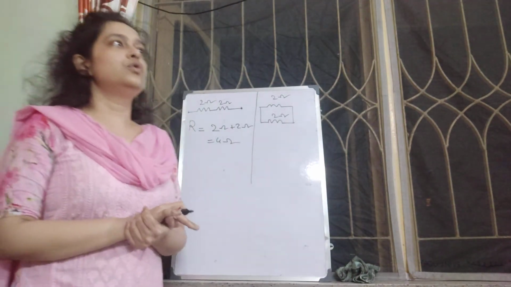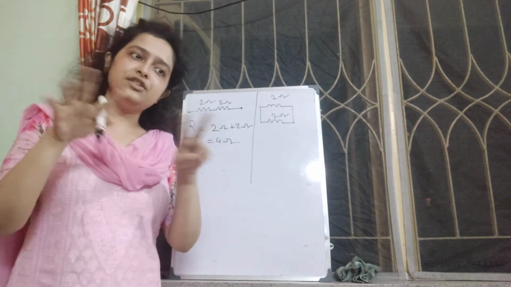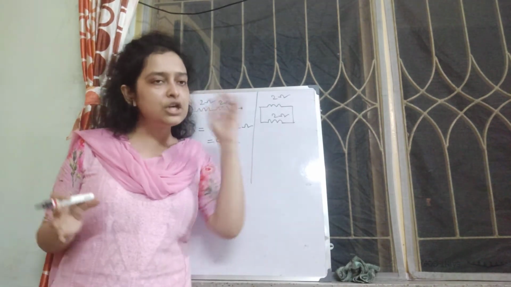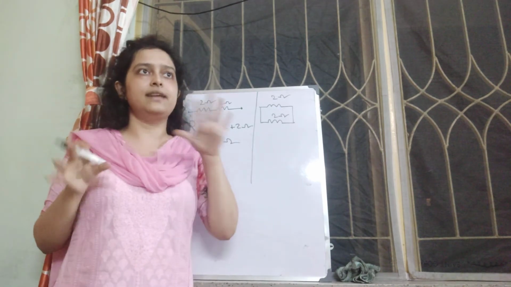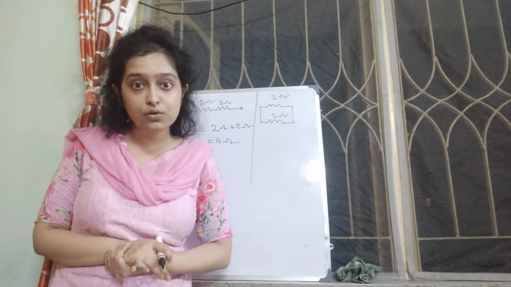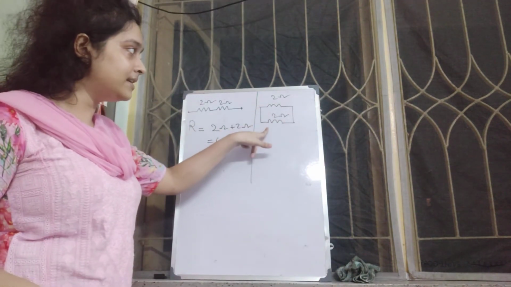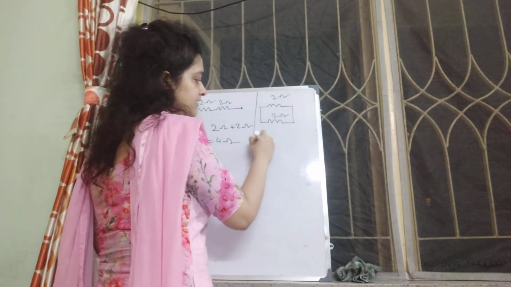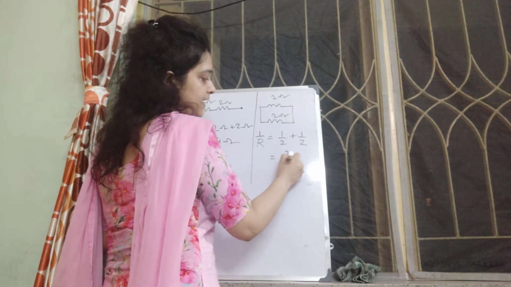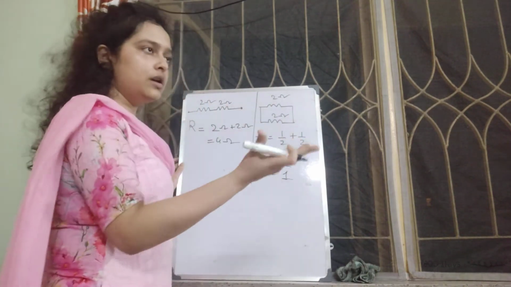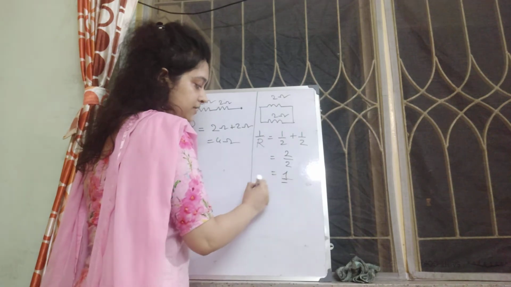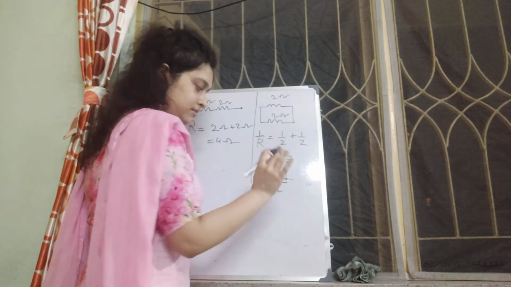If I ask you, connect two 2 ohm resistances in such a way that I can get a resistance which is less than 2 ohm, then what will you do? If you connect them in parallel, what will be the equivalent resistance? 1 by R equal to 1 by 2 plus 1 by 2, that is 2 by 2, that is 1. So R equal to 1 by 1, that is 1 ohm.